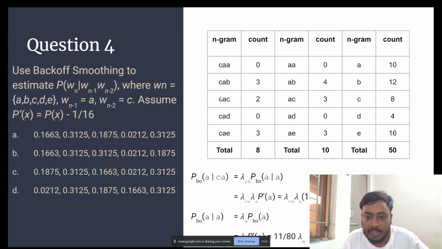Okay. Now, if you recall, how do we calculate back off smoothing? Since you have to calculate all the different values, we will be needing both trigram and bigram estimates. Because we will be needing both, what we need to do here is calculate all of them for everything.